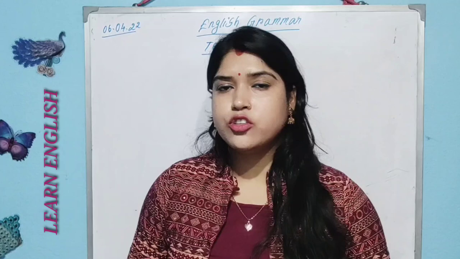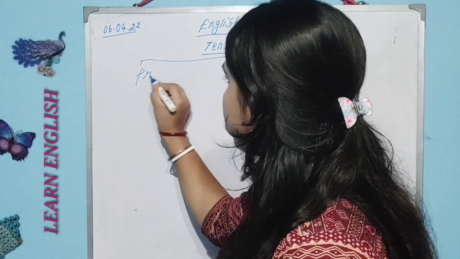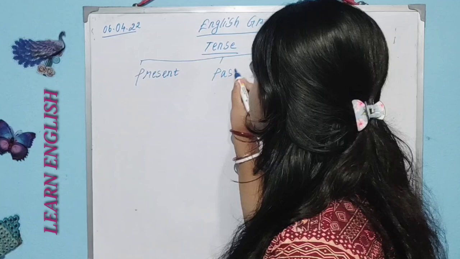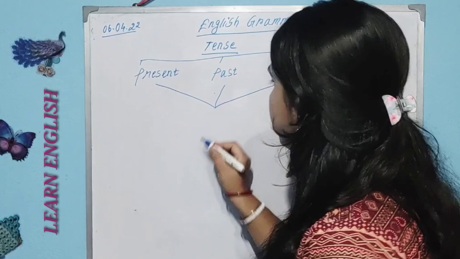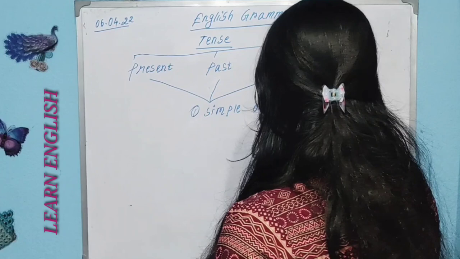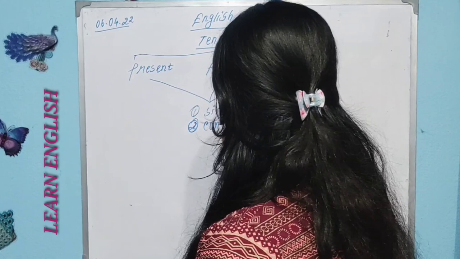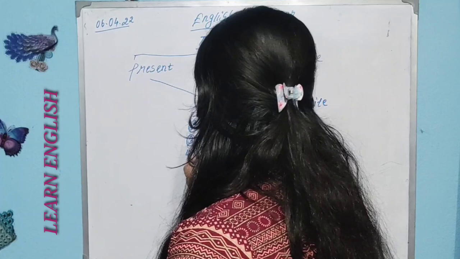So those three tenses are divided into four parts. Look, tense is divided into three parts, that is present tense, past tense and future tense. Okay, and those three tenses are divided into four parts, that is simple or indefinite, continuous, perfect and perfect continuous.